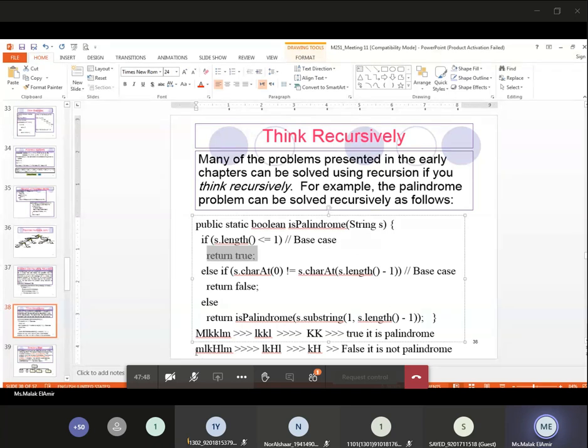Let us take this one: MLKHLM. So M is equal to M. True. Yes. So L is equal to L. True. And M is equal to H? No. So I'm going to return false from here. And it is not a palindrome. Is it clear?